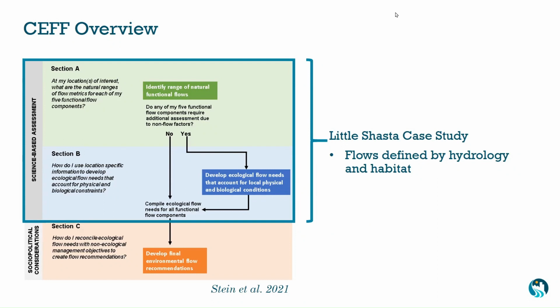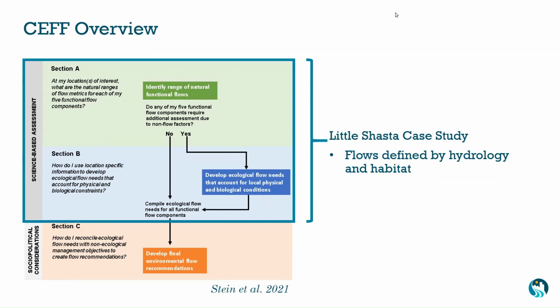So the purpose of the Little Shasta project was to take the first two sections of CEFF, and each section is just a part of the process. So section A is about saying, if I had unimpaired flows and I wanted to figure out what my functional flow components are, what would that be? And that's great, but there's essentially no river that has unimpaired flows, or frankly, no degradation, because ecological function, again, is the relationship of flow with habitat.